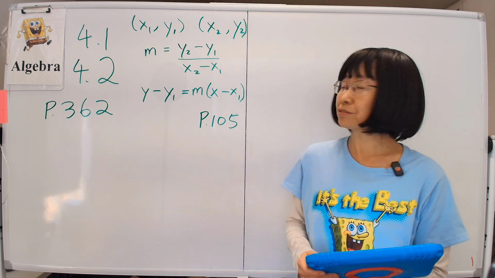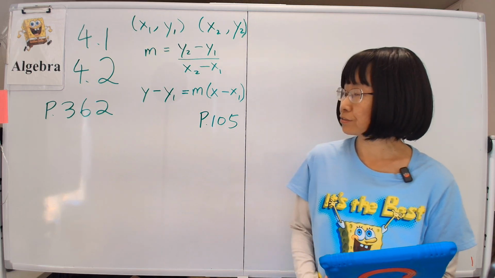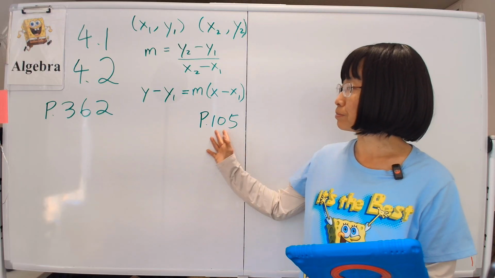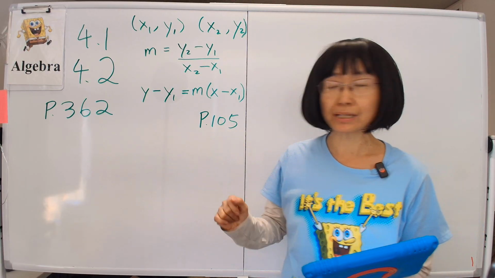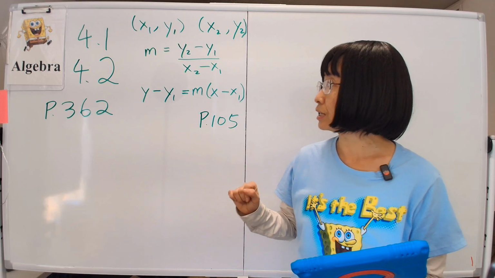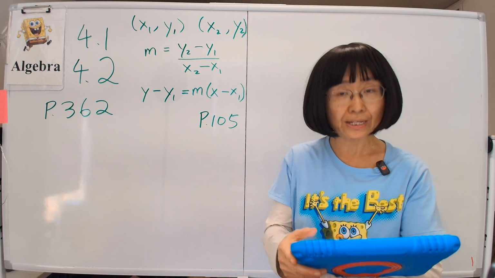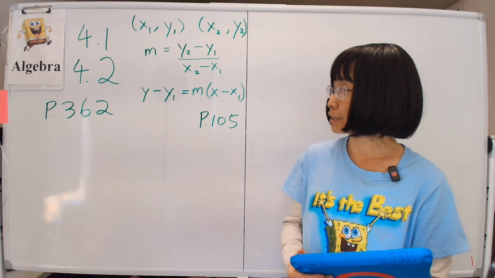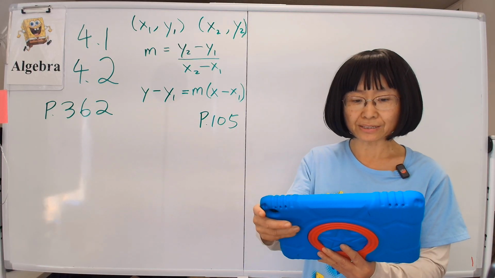Today we are going to do section 4.1 and 4.2. But before we do that, I want to review some stuff. So please turn to your book to page 105, which is the second half of section 2.2. I don't normally do this, but today it is necessary. Okay, so we'll go over some old concepts very quickly that will be needed in today's lesson.